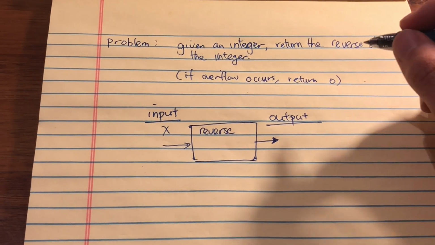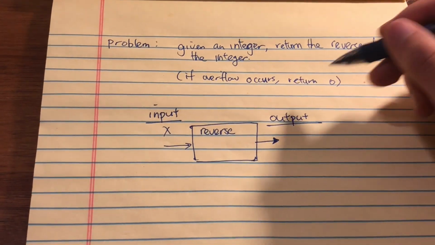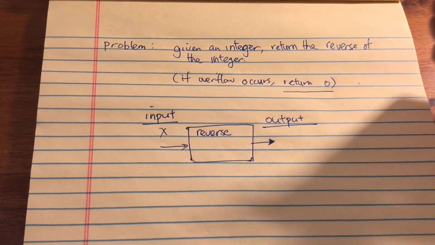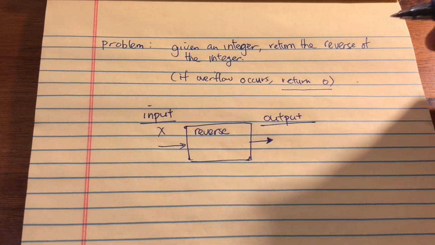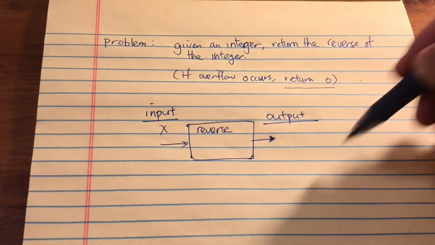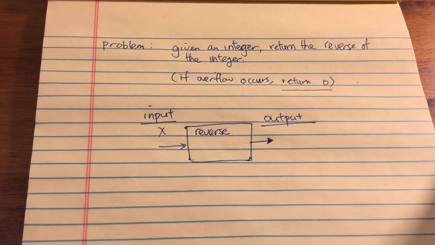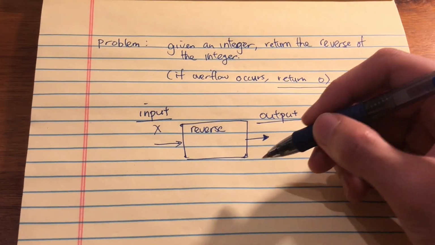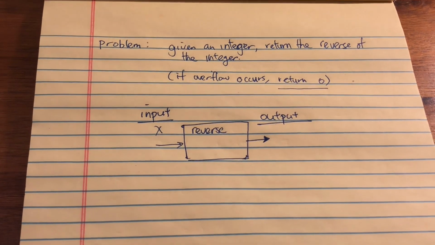But in this particular problem, the input is just an integer input, x, and the output is another integer, but reversed. The caveat is that when the overflow occurs, the specification for this function is that we should return 0 in this case. So this diagram captures the essence of this problem. Now let's dive into the details of how reverse is implemented.